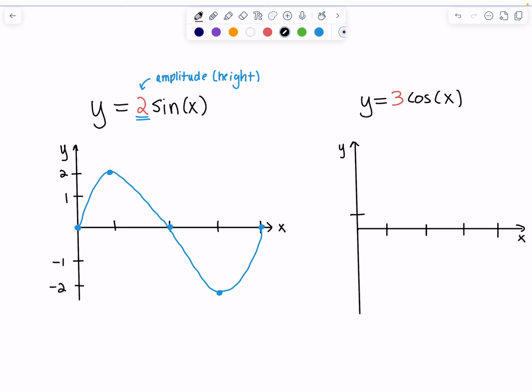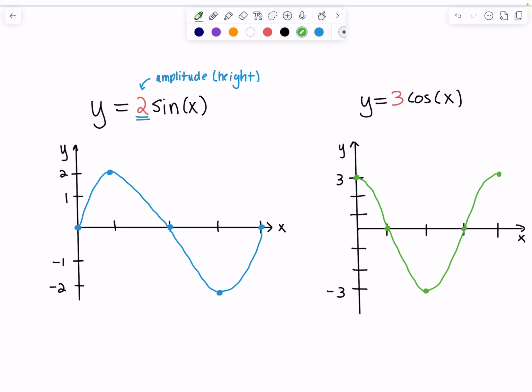And if you're thinking now we'd be going up to a max of 3 and a min of -3, you would be correct. So cosine always starts at its max. So now it's going to start at 3. It's going to go to the middle, down to its min, back to the middle, and end at its max. So it's not changing where it goes as far as max to middle to min to middle. It's just changing what the max and the min are, because the height is being stretched out to a 3 as opposed to a 1.